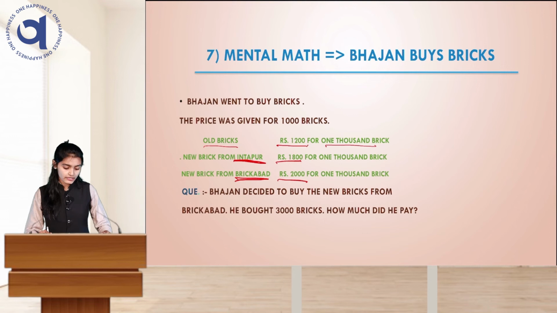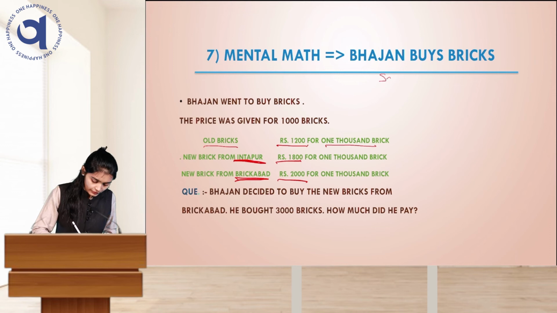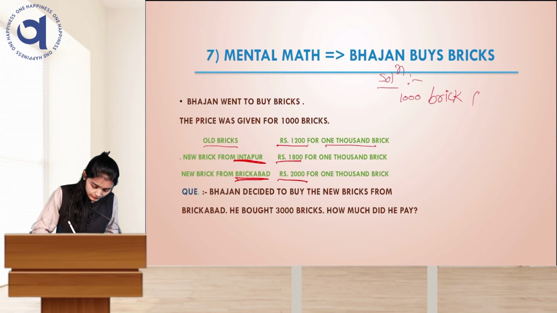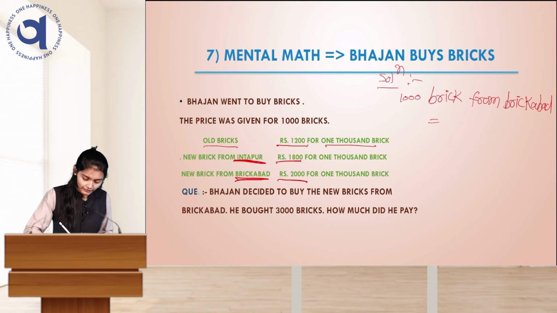Now let's solve this question. What is the question? Bhajan decides to buy the new brick from Brikabad. So first you have to know what is the price in Brikabad. So I write here solution. So first I write 1000 bricks from Brikabad. What is the price of that? 2000 rupees. So that's why I write here 2000 rupees.